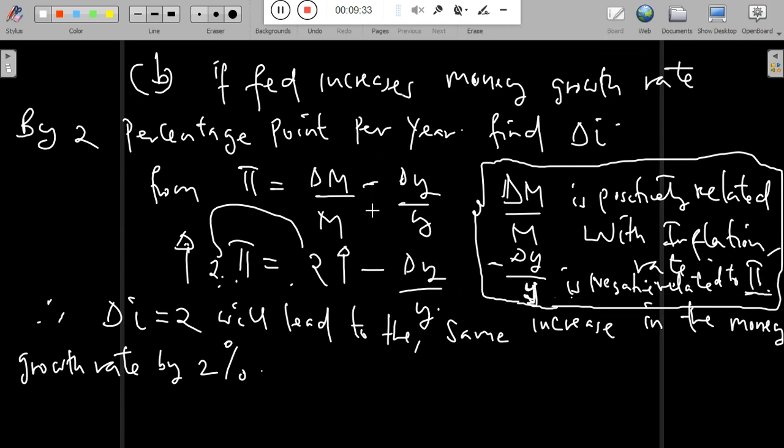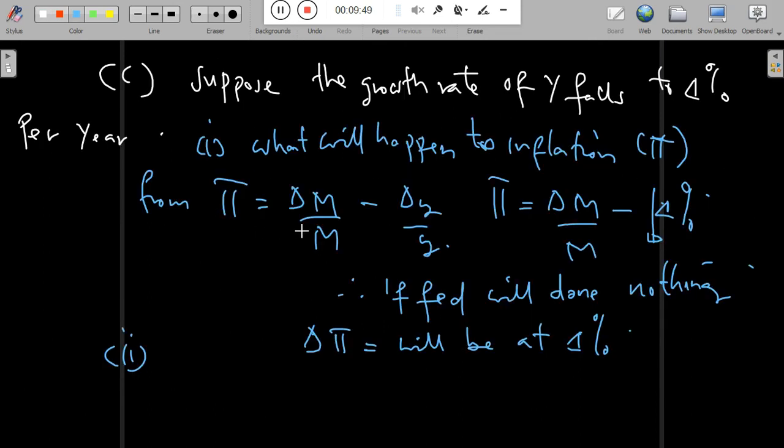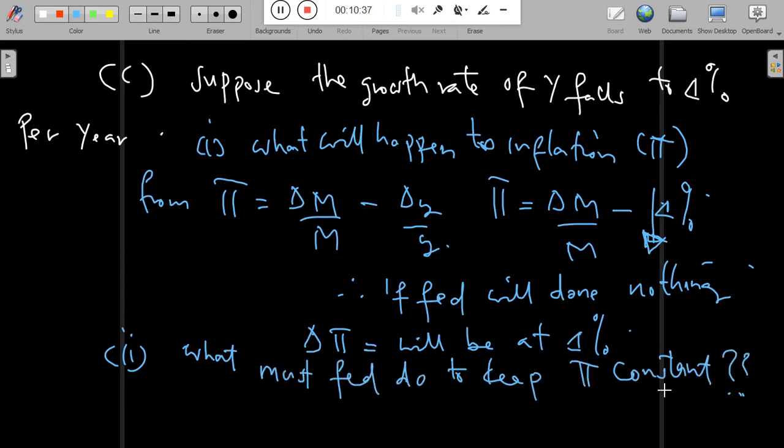So let's look at part C. Suppose the growth rate of output falls to 1% per year. What will happen to the inflation rate? Since the inflation rate is given by the change of money supply minus the change of output level, when the growth rate of output falls, then if the central bank does nothing, the inflation rate will also increase by the same proportional amount.